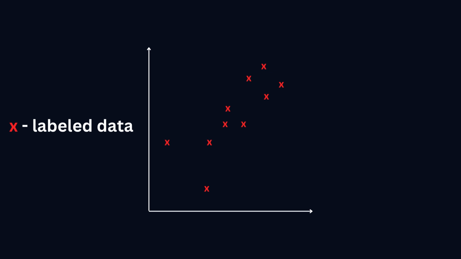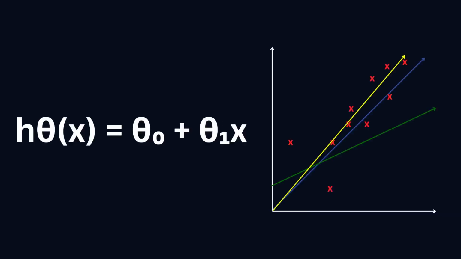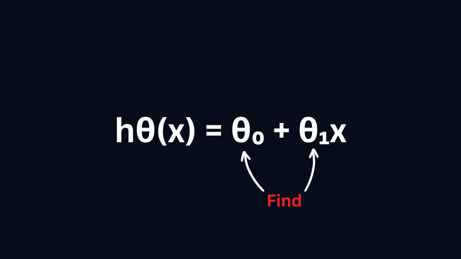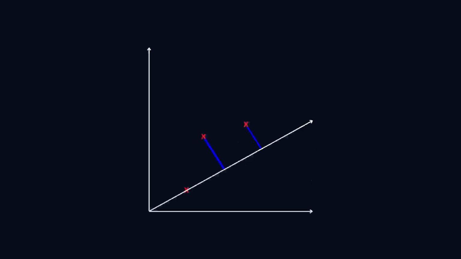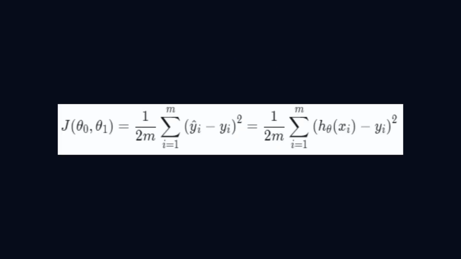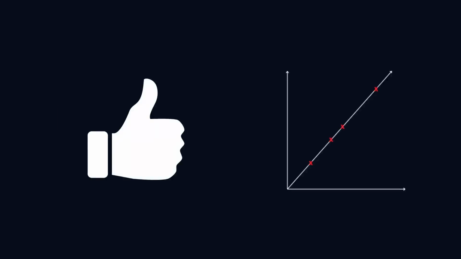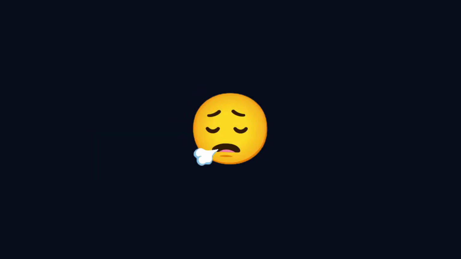Let's say you have a bunch of points on a graph and you want to draw a straight line that goes through these points in the best way possible. The idea is to find theta 0 and theta 1 so that the average squared vertical distance from the points to the line is as small as possible. This will minimize our cost function. In a perfect scenario, the line would go exactly through every point and the cost would be 0. But usually nothing is perfect and we will most of the time end up with something like this.